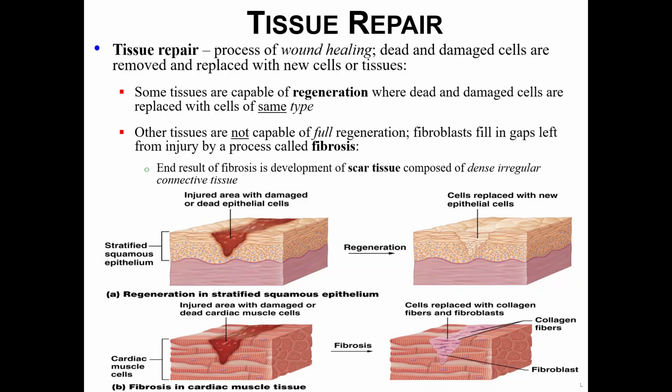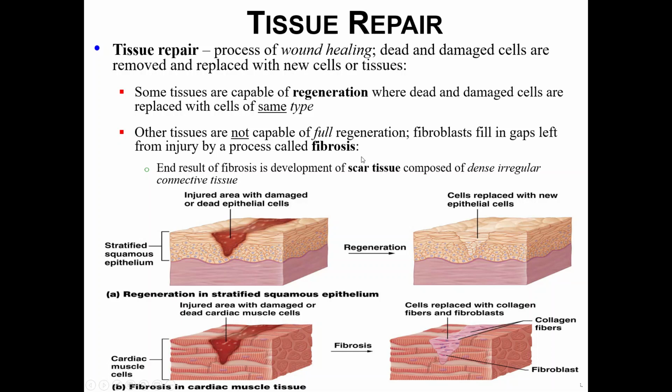Okay? We have two different ways that we can do this. We can either do regeneration or we can do fibrosis. Some tissues can do regeneration. Okay, if we do regeneration, the dead and the damaged cells are replaced with the same type of cells. Okay? But not everything can do that. Some tissues, instead of doing regeneration, instead they do fibrosis.